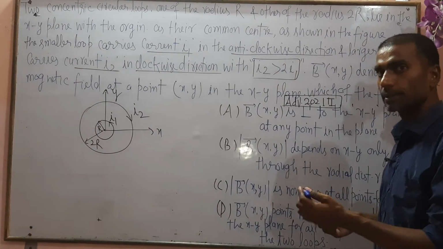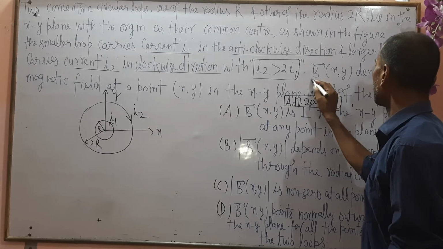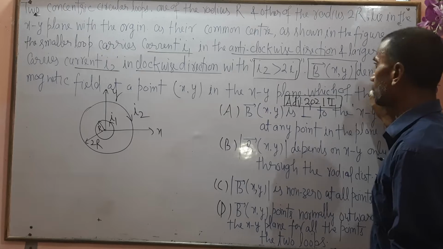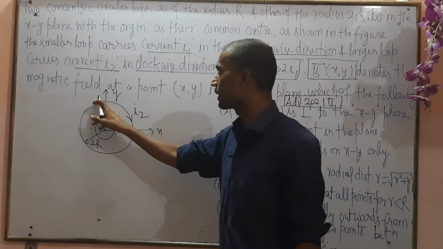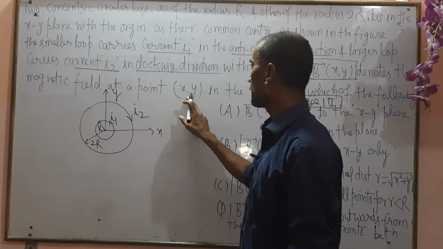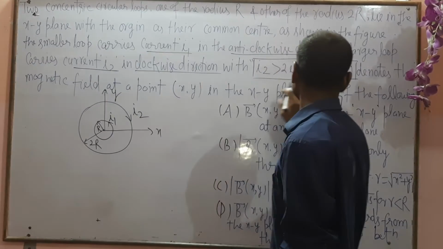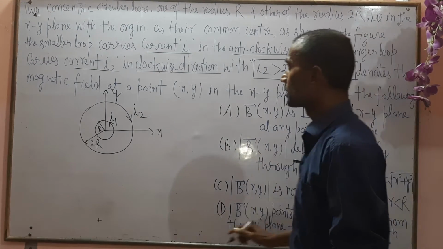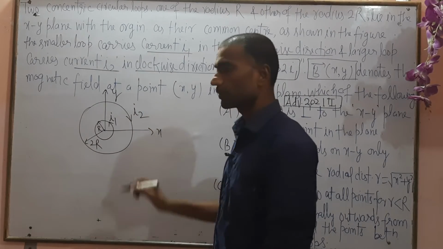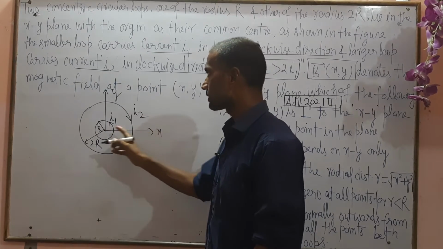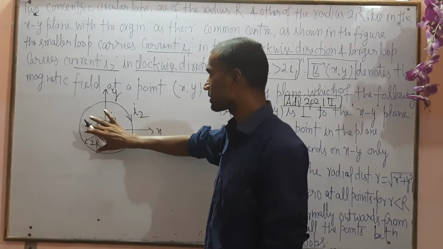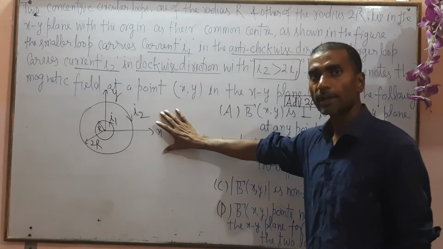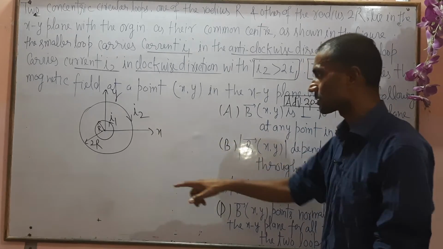Magnetic field B vector of xy denotes the magnetic field at any point xy. B of xy means the magnetic field B at any point in the xy plane. Let us suppose this whiteboard is the xy plane, with this as the x-axis and this as the y-axis.